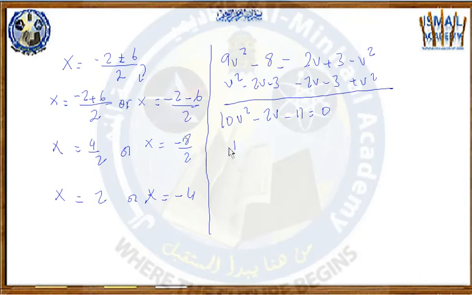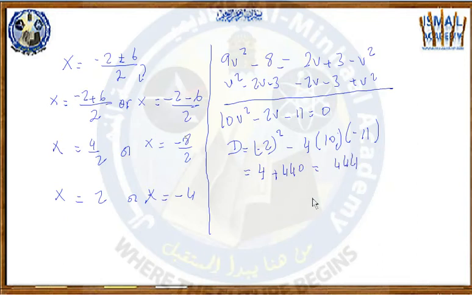What I do first is the discriminant. It's going to be minus 2 squared minus 4 times 10 times minus 11. So it's going to be equal to 4 plus 440, since 44 times 10 is 440. That means in the end I will have 444. Is that clear? Do you have any questions here now?